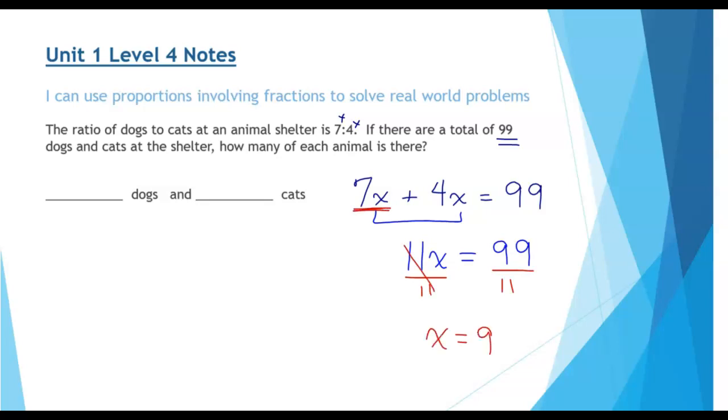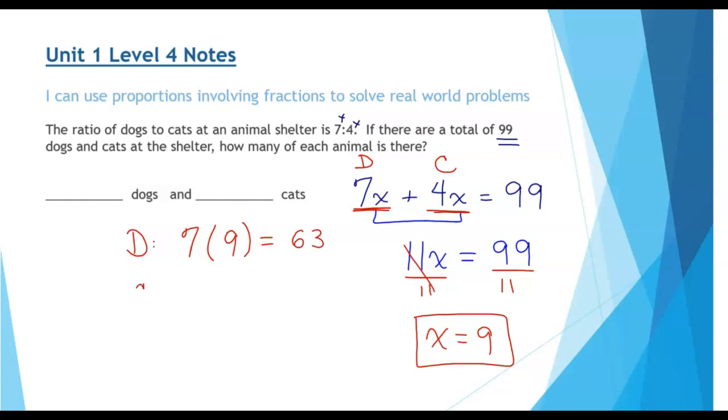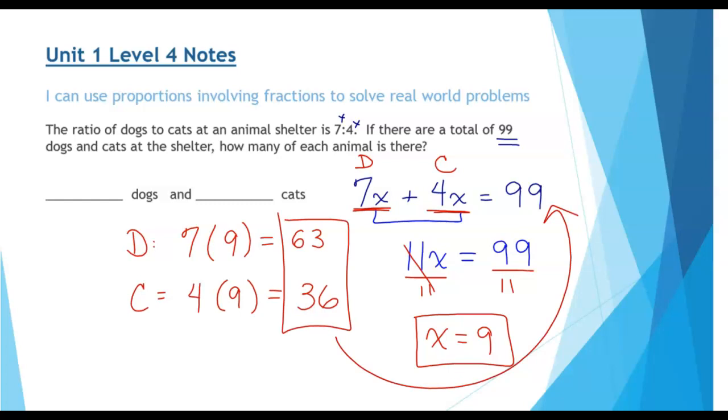So 7 times a common factor plus 4 times a common factor gives you the total dogs plus the total cats, and that common factor is 9. So if I plug it in, the dogs are 7 times 9 in this case, which gives us 63, and our cats are 4 times 9 in our case, which is 36. And this total is equal to 99. It also has a ratio of 63 to 36, which reduces to 7 to 4. So everything checks out this way as well.